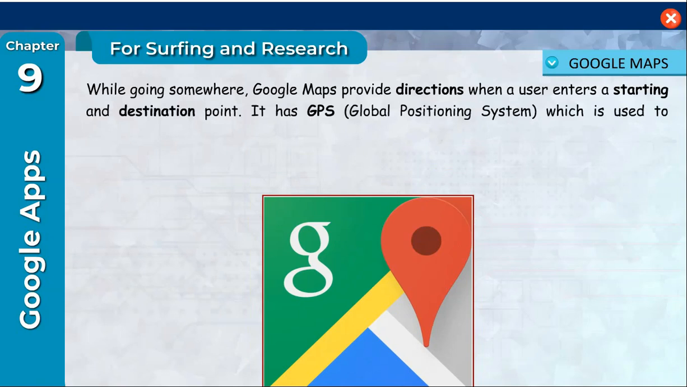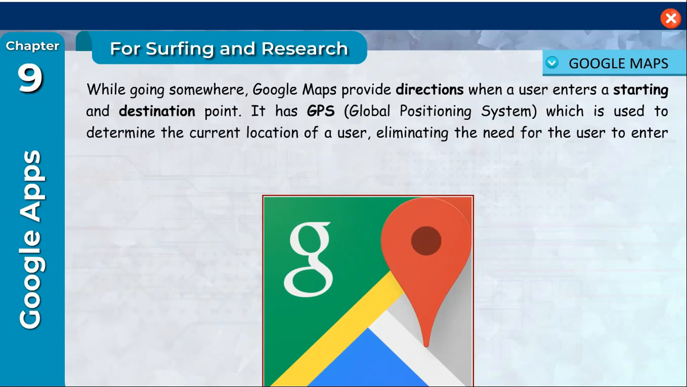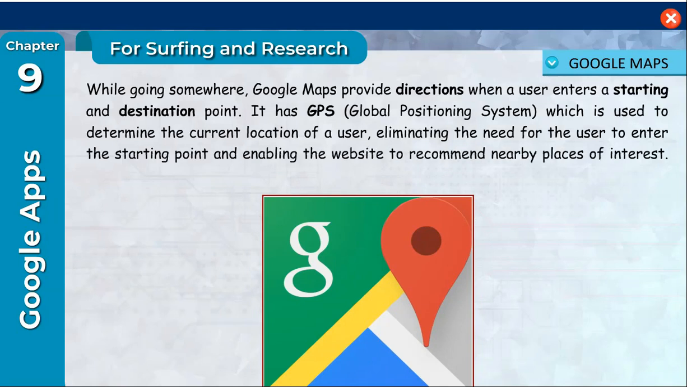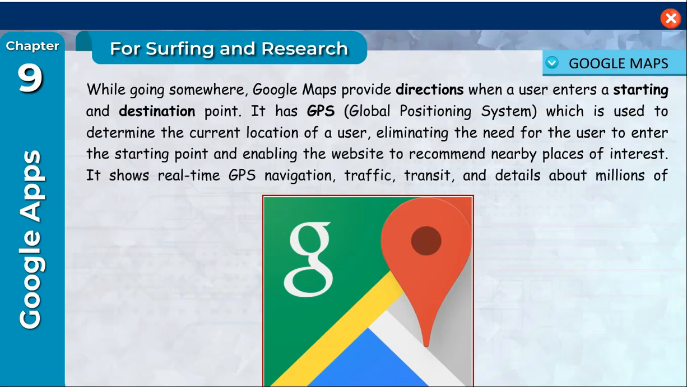It has GPS, Global Positioning System, which is used to determine the current location of a user, eliminating the need for the user to enter the starting point and enabling the website to recommend nearby places of interest. It shows real-time GPS navigation, traffic, transit, and details about millions of places.